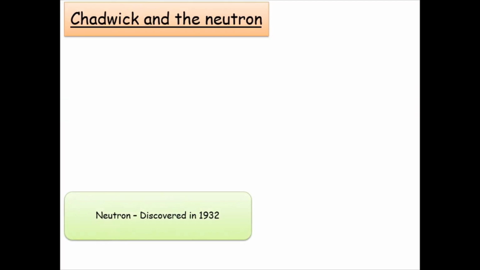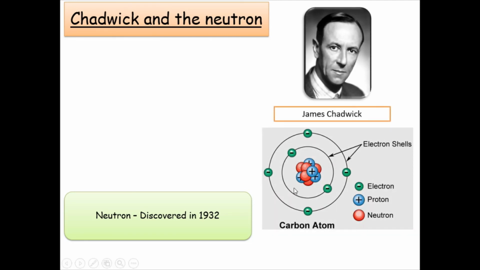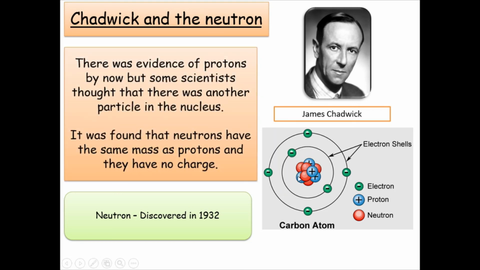In 1932, James Chadwick discovered the neutron. The structure looks pretty much like what we're used to right now. So the nucleus in the center contains protons and neutrons. Electrons were found on shells around the nucleus. What James Chadwick had also found is that the neutrons had the same mass as a proton, but they didn't have a charge. So the whole atom is in balance.